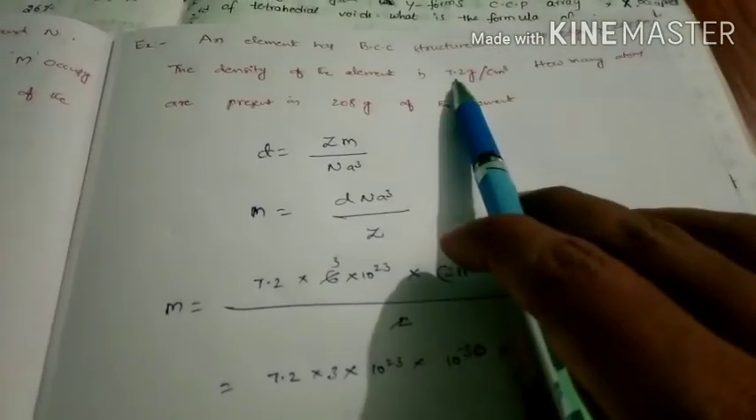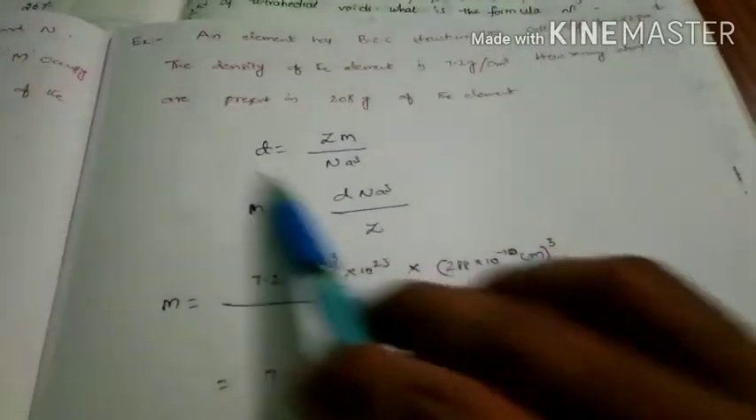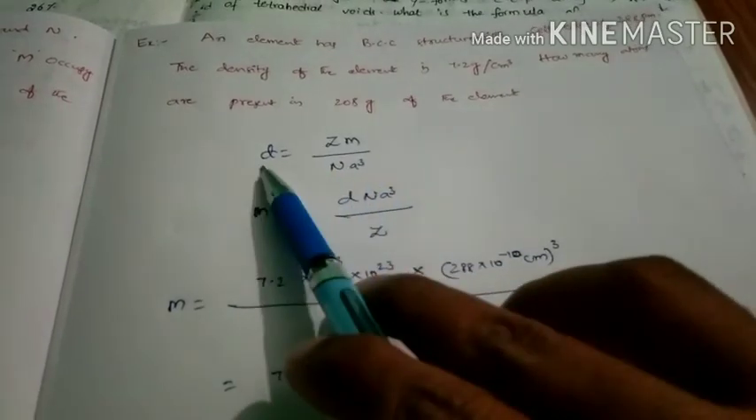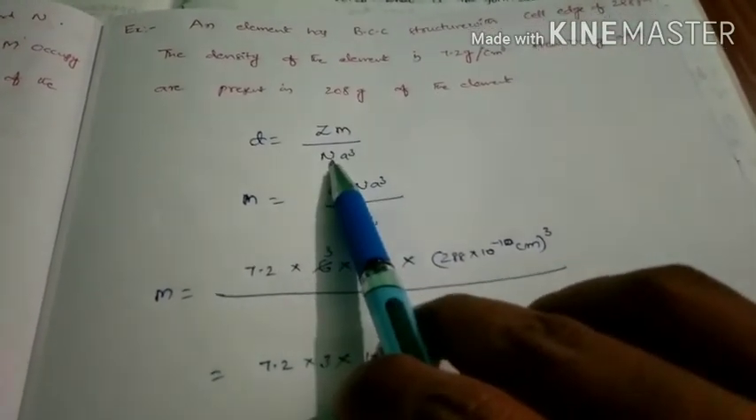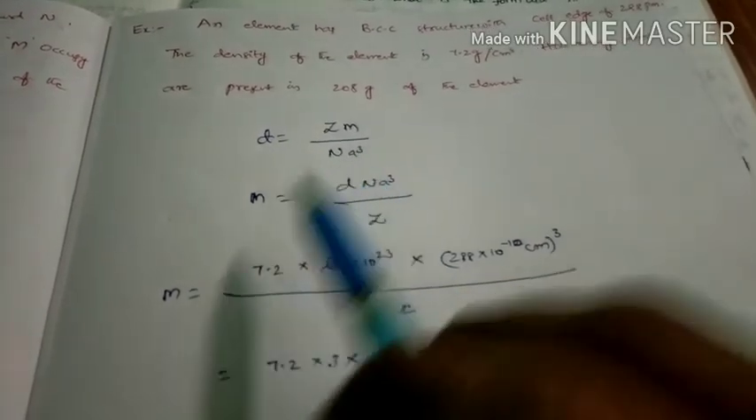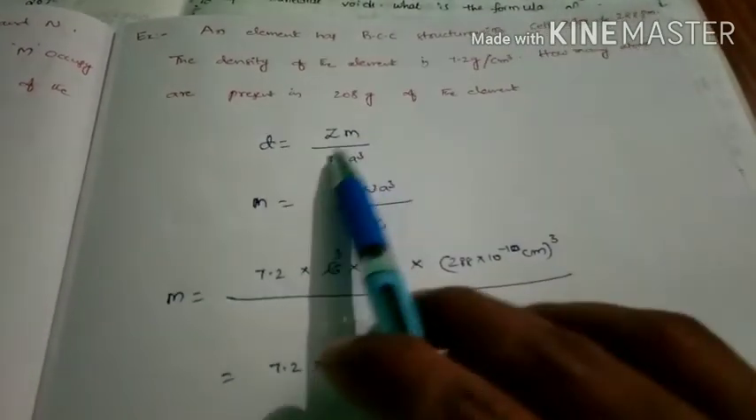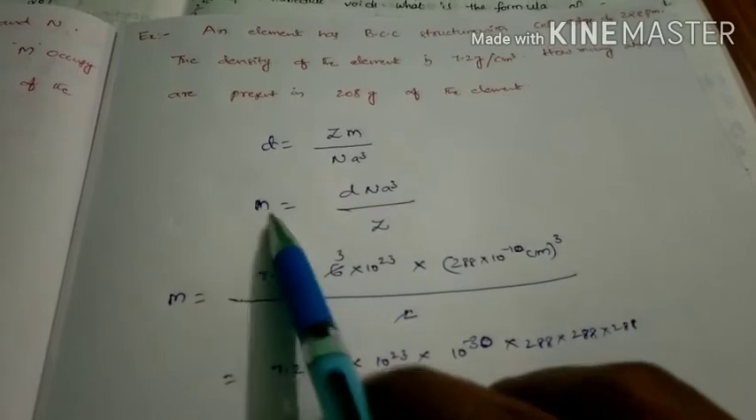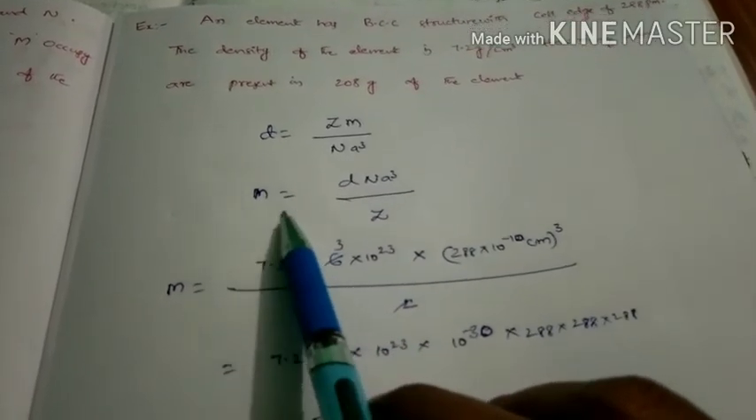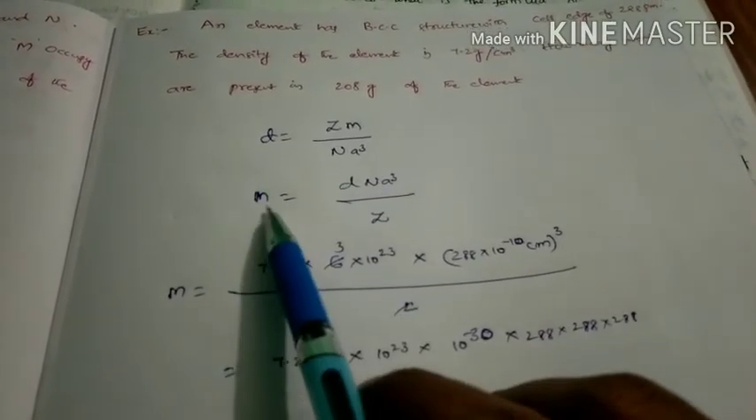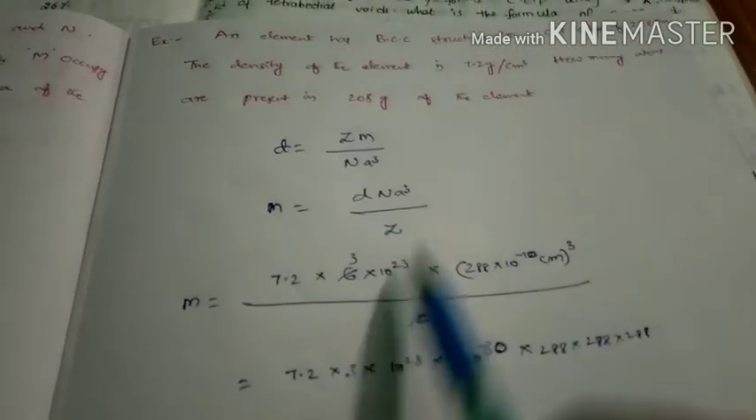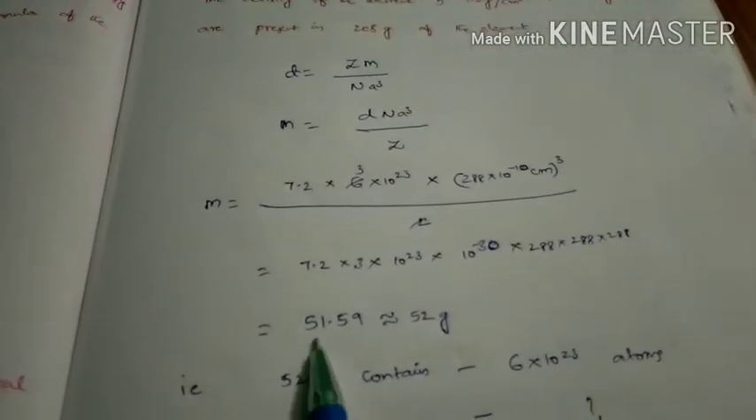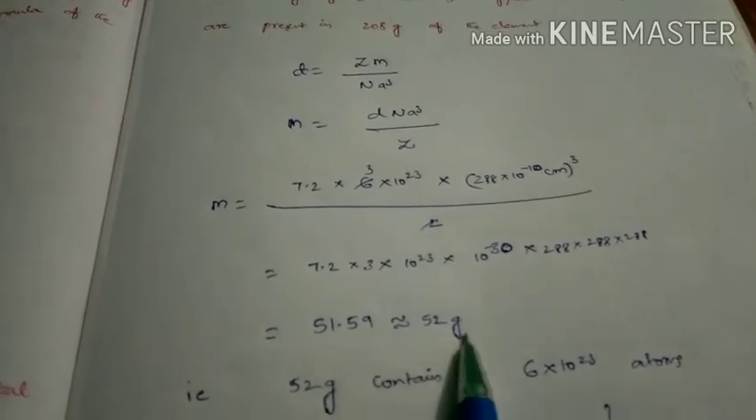In that question density is given and edge length is given. Immediately we have to write this formula: d equals Zm by N a cubed, where d is density, Z is the number of atoms belonging to the unit cell, M is molecular weight, N is the Avogadro number, and a is the edge length. If you substitute into this formula, we can first calculate M, the molecular weight. So the formula for M becomes this. If you substitute all these values, we get the M value, nearly 52 grams.